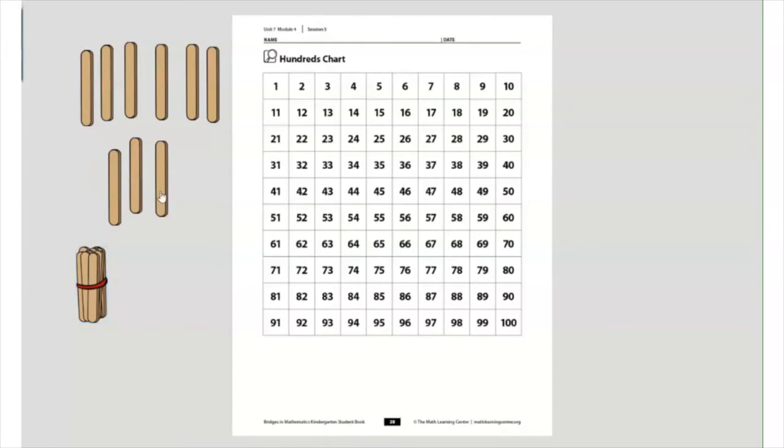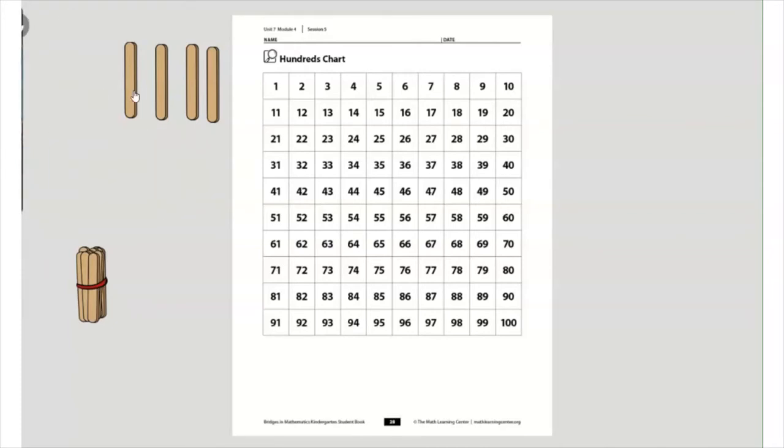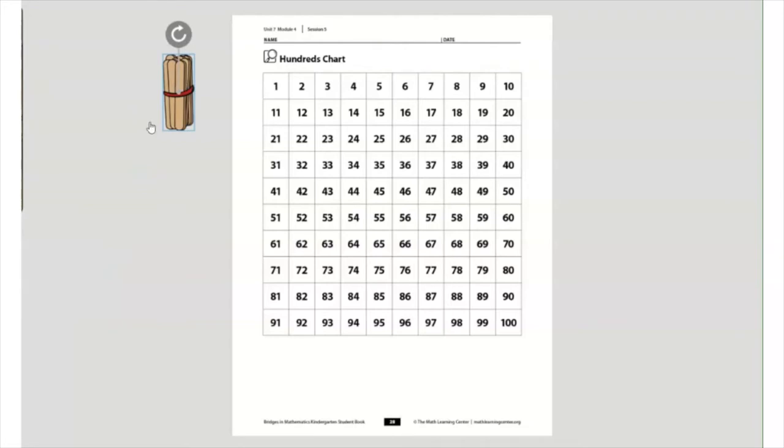We're going to take those 10 away and make a bundle. So every time we have a group of 10, we can exchange it for a bundle. This is what a bundle looks like. So let's mark 10 on our 100s chart. There's 10. So one bundle is the same as 10. So this is equal to 10.